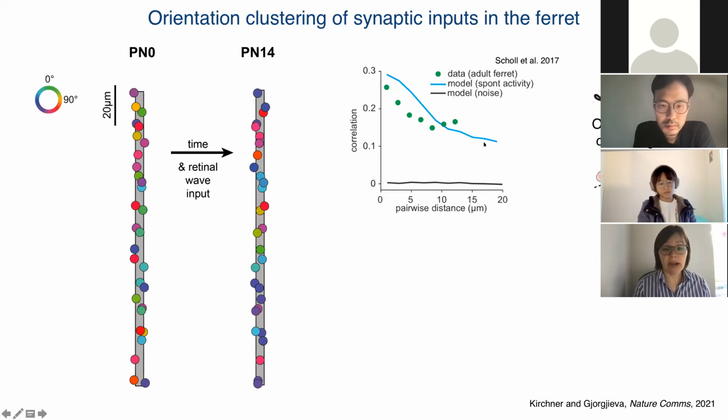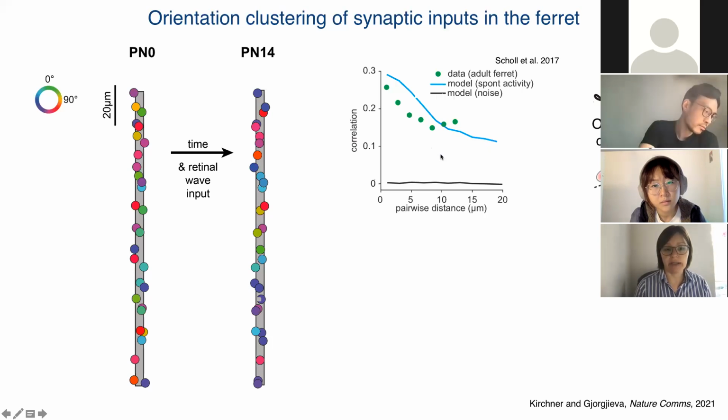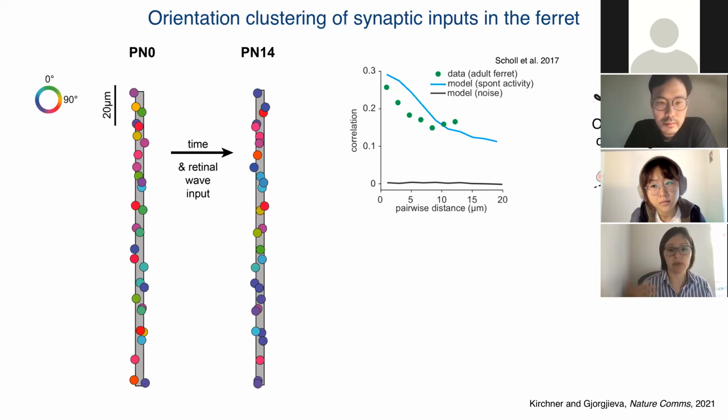And I just want to compare this data to orientation clustering in the ferrets. So the data points here are shown in the green. These were experiments done in the lab of David Fitzpatrick, who found exactly this type of orientation clustering that we also identify in the data, but in the adult ferret. So what we'd like to propose is we have a mechanism by which this clustering can emerge in development. Of course, in our model, we don't know eventually whether these synaptic inputs will be the same ones that are selective to orientation later in adulthood, but that's what we think we have come up with.